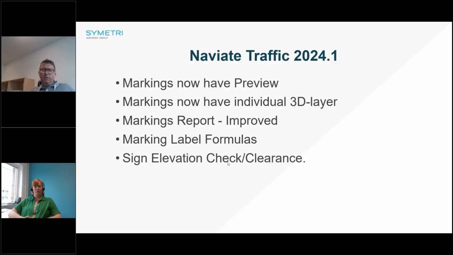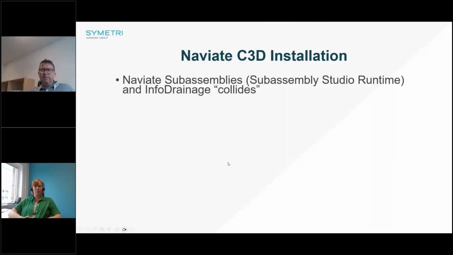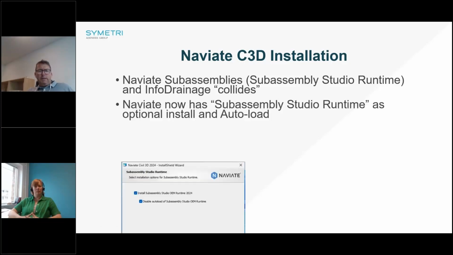That's the overview. A detailed thing, this applies mostly to our UK and US customers, as I doubt that many Swedes or Scandinavians are using Infra Drainage, but if you are, you need to know that Naviate Subassemblies, or the tool that we use, Subassembly Studio, actually collides with Infra Drainage, so Infra Drainage will fail to run. And to fix that, we've tried to get those two to talk to each other because it's out of our control.